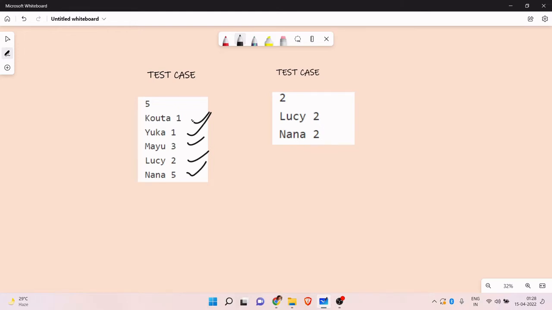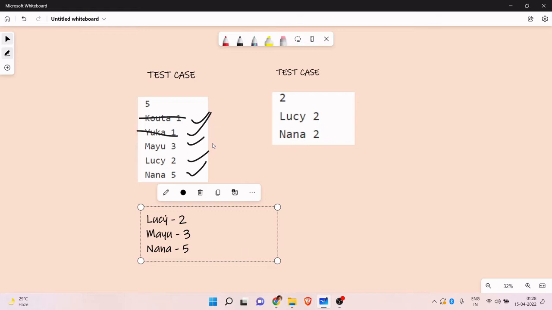In the question, it was clearly said that the player should say a unique value only. And in the test case, 1 is occurring 2 times. Kota is speaking it and Yuka is speaking it. So we simply eliminate these values. This value cannot be the proper answer. Now we are left with 3 values: Lucy speaking the value 2, Mayo speaking the value 3, and Nana speaking the value 5.